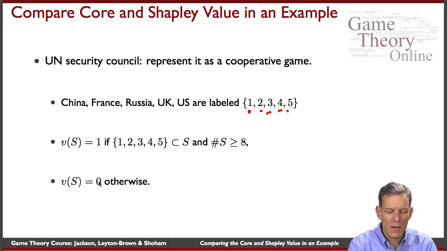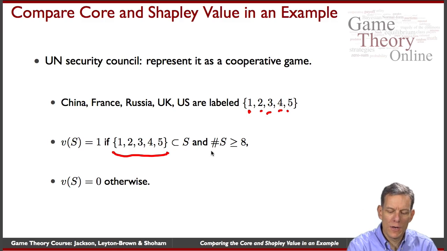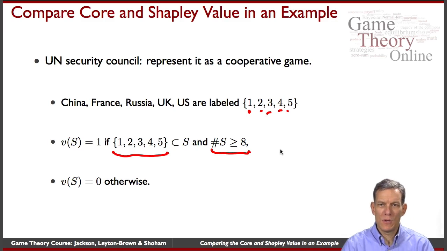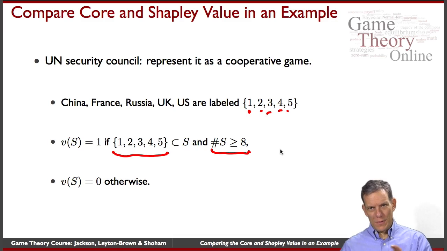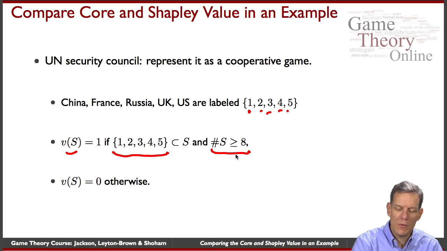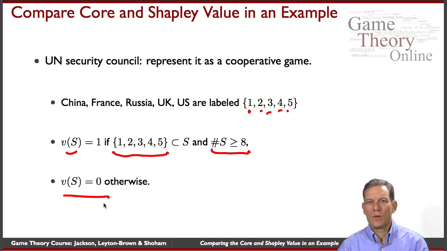You pass a resolution. You can do that if all 5 are on board. So you need the 5 permanent members, plus you need a majority. So you need at least half of the 15, so you need at least 8 members in total to vote yes, to overwhelm the other 7 that might be voting no, but all 5 of these have to be present. And if you have a coalition that wants to pass a resolution that does not include some of these members or falls short of the 8, then you get 0. Okay, so this is a cooperative game. It's a very particular one, and we can analyze what the core allocations are for this, what the Shapley value is, and so forth.